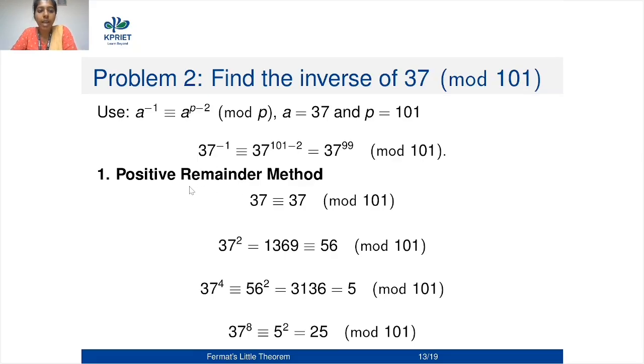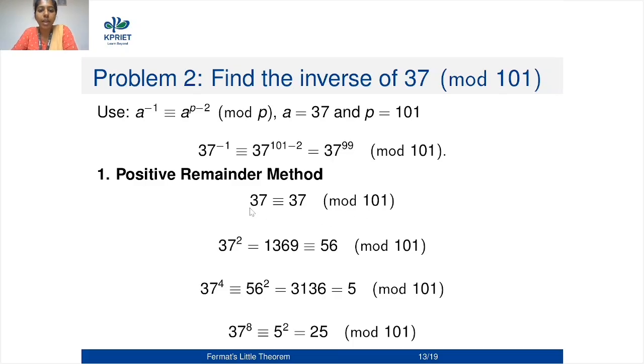Let us have the first method, called the positive remainder method. So let us start with 37. Our ultimate aim is to find the remainder of 37 power 99. Keep it in mind. So let us start with 37. So 37 is always congruent to 37. How? This 37 is a and this 101 is the prime number p. We all know this a is less than p, so we can take the remainder as a.